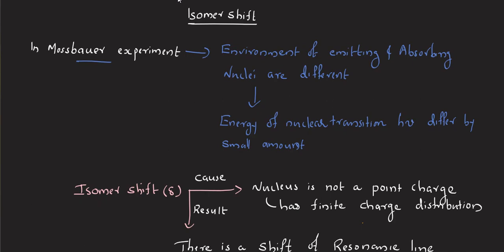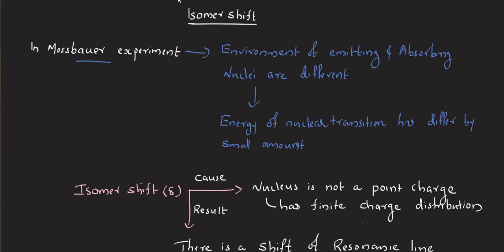Next is isomer shift. What is meant by isomer shift in a Mossbauer experiment? Now, in a Mossbauer experiment, if the environment of the emitting and absorbing nuclei are different, we know that in a Mossbauer experiment we have some nucleus that is emitting gamma rays and some nucleus that is absorbing it.